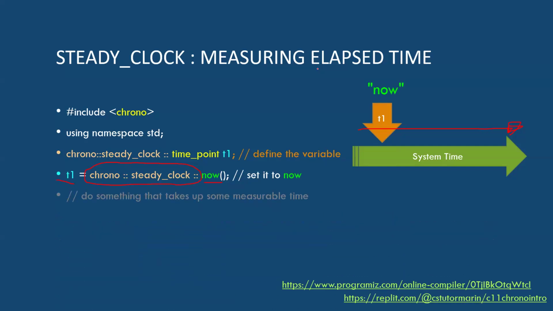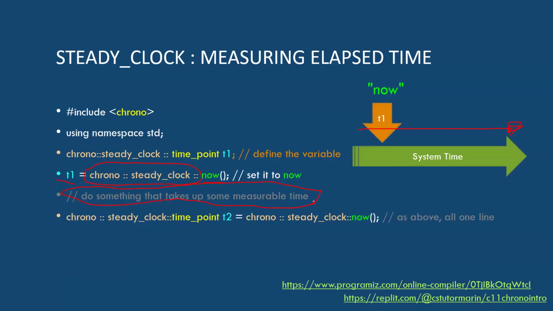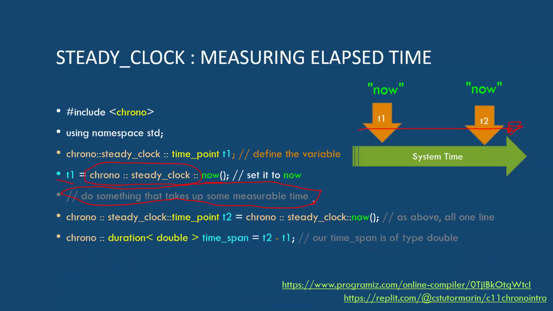And we'll do something that takes time, like calculate square roots or who knows what, and we want to measure elapsed time. We take another time sample, and then we have to create a duration, which is its own thing. So our time span duration of double type is T2 minus T1. Okay, so we can just do that subtraction between two instances.